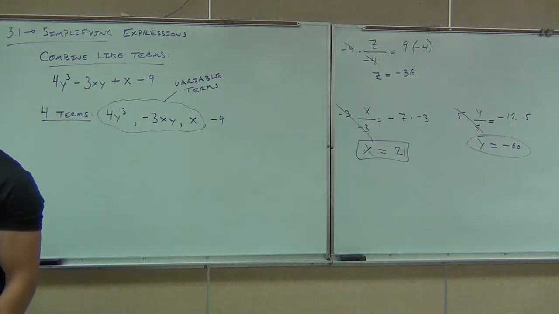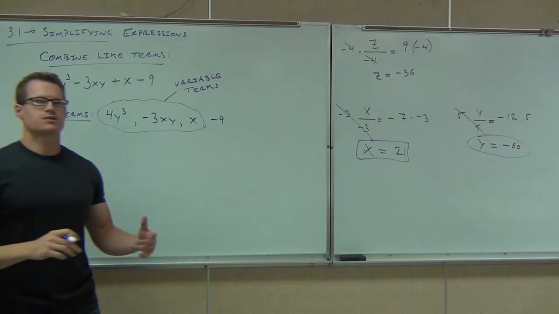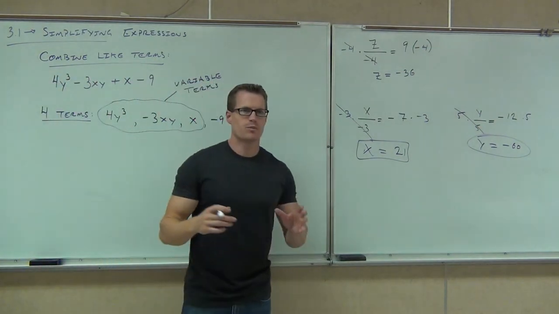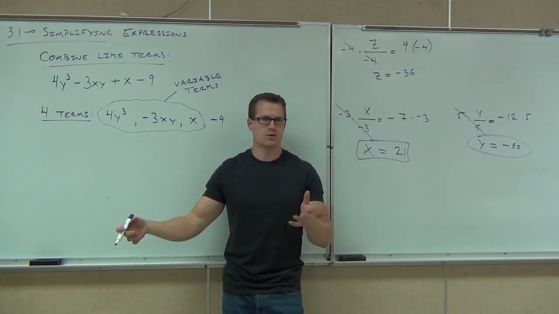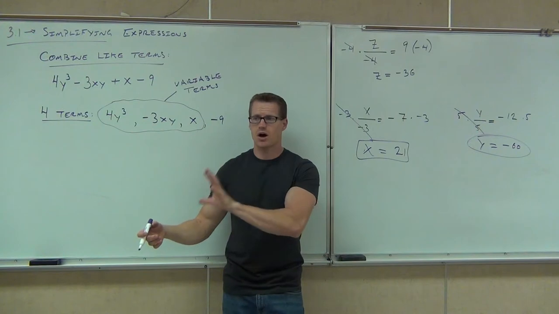A number all by itself without a variable is called a constant term. Now, the term variable means it can change depending on the number you plug in, right? That's what a variable is. You can plug in whatever number you want. Does a constant term ever change?